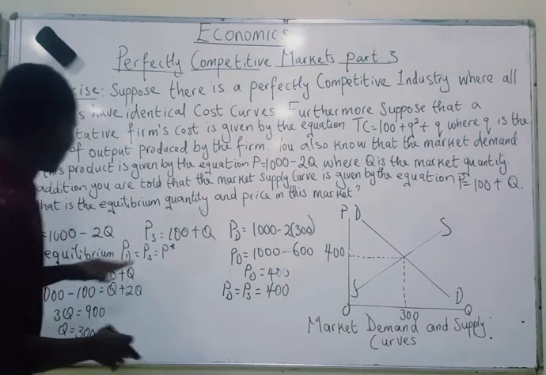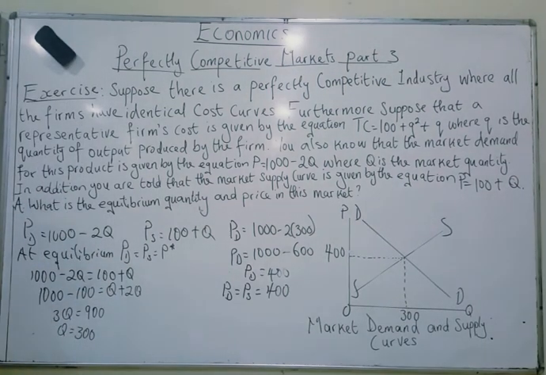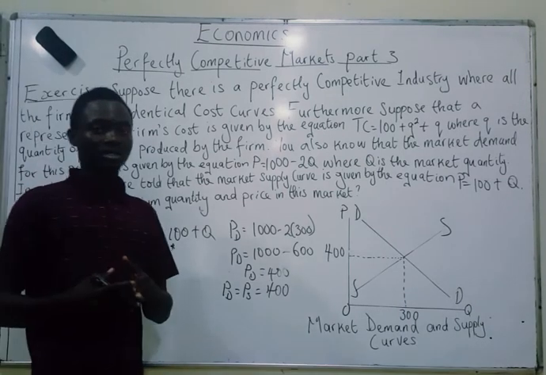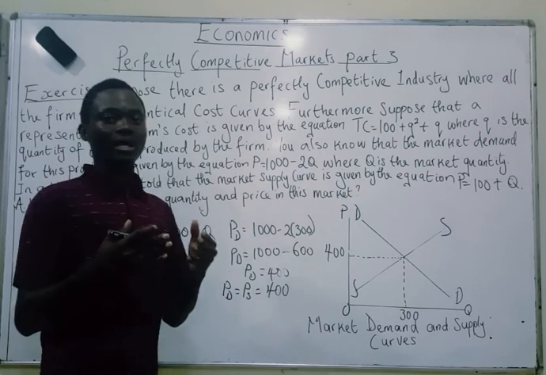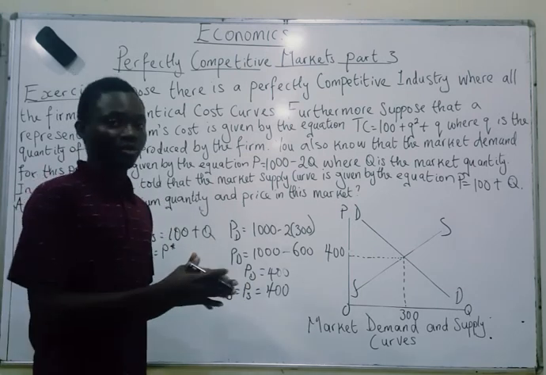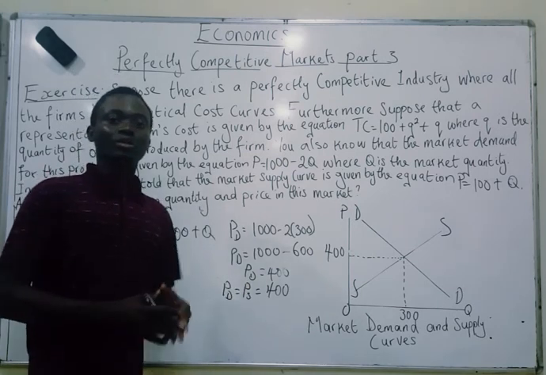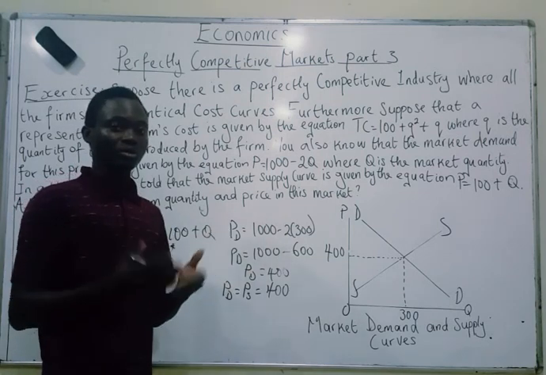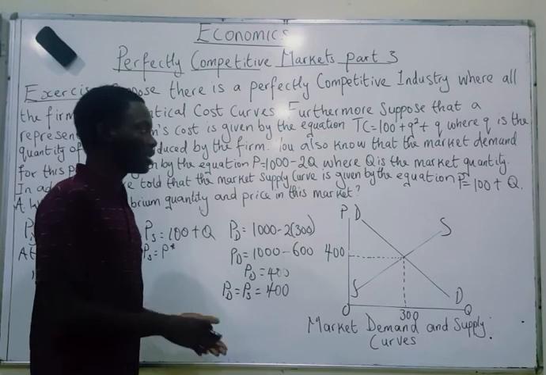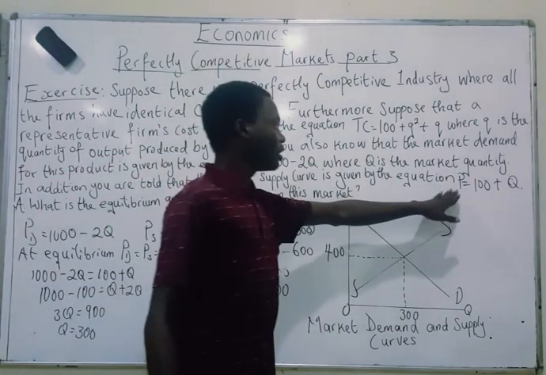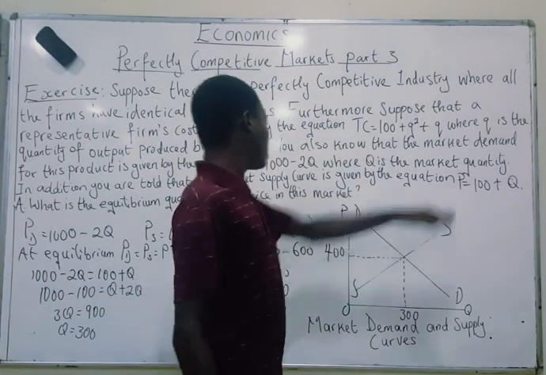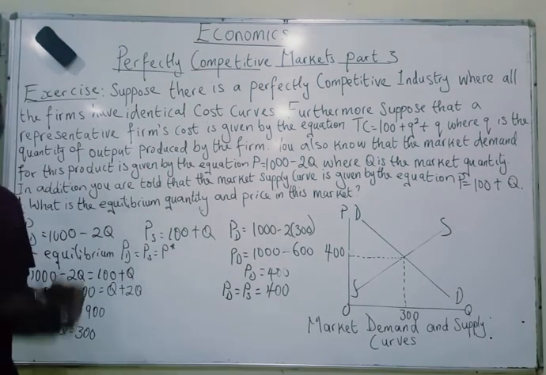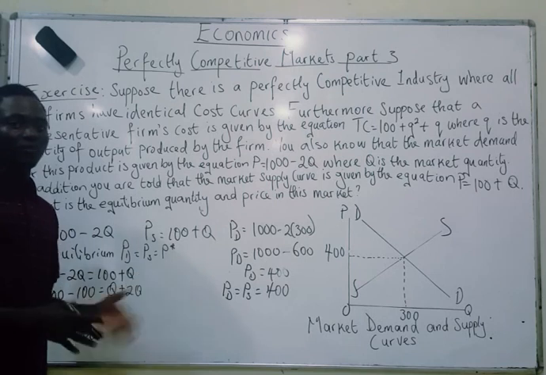So what we are going to do now is, we know that in a perfectly competitive market, firms are price takers. So they take the price that is determined in the industry or from the market, and then decide to produce whatever quantity they are going to produce at that given price. Now, these two equations, the supply equation and the demand equation, represent that of the market, not that of the firm.